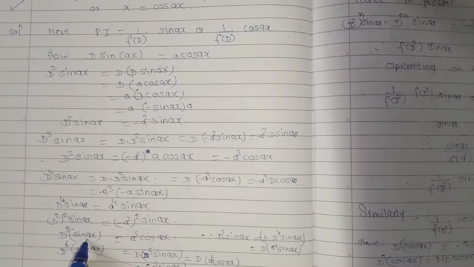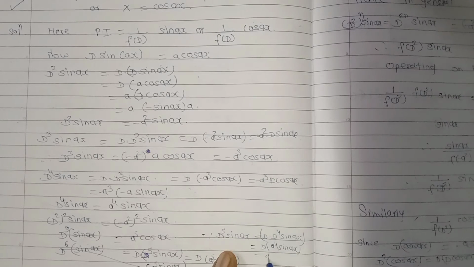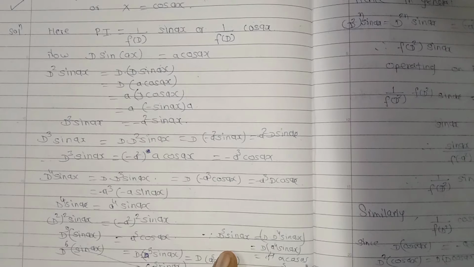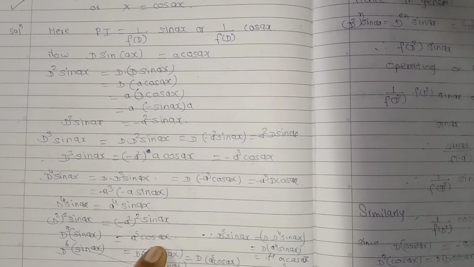Then we consider D raised to 5 sin(ax), which equals a raised to 5 cos(ax). Since D raised to 5 sin(ax) equals D into D raised to 4 sin(ax), but D raised to 4 sin(ax) is a raised to 4 sin(ax), we get a raised to 4 taken outside. The derivative of sin(ax) is a cos(ax). So finally we get a raised to 5 cos(ax).